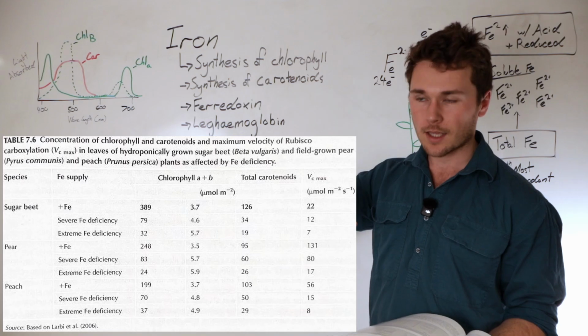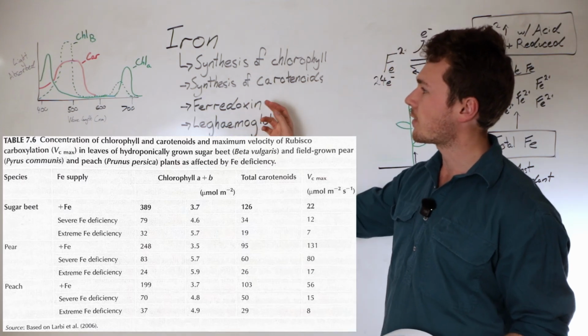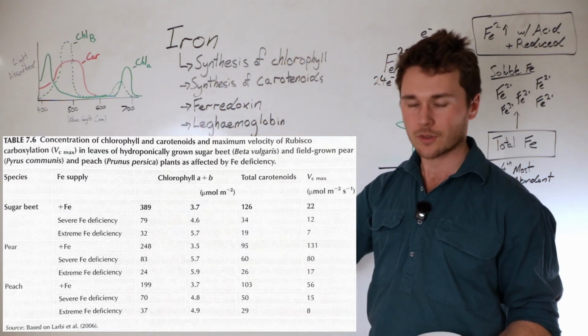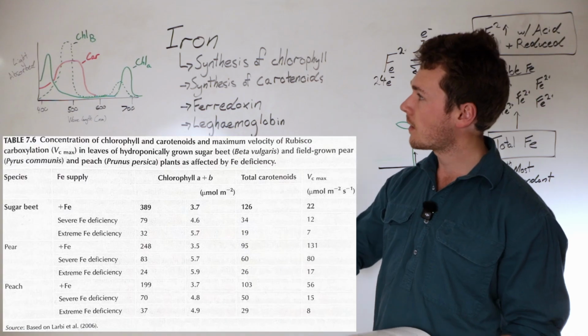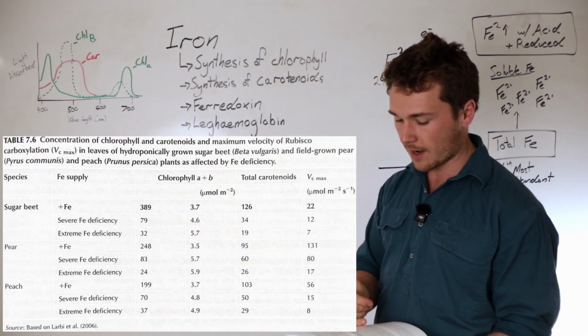So there's an important relationship with iron and rubisco. I think it's in the formation and synthesis of that, where it takes the carbon dioxide and attaches it to different compounds to then produce the sugars. So you can see chlorophyll A significantly decreases with iron deficiencies, likewise with total carotenoids.